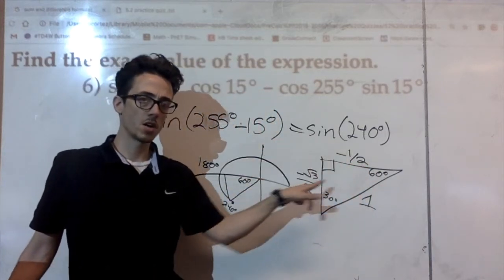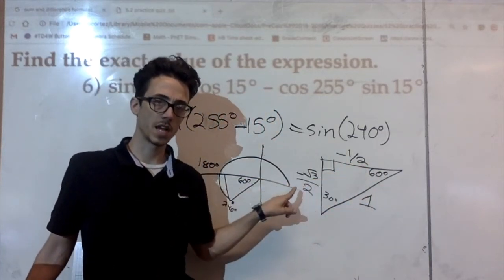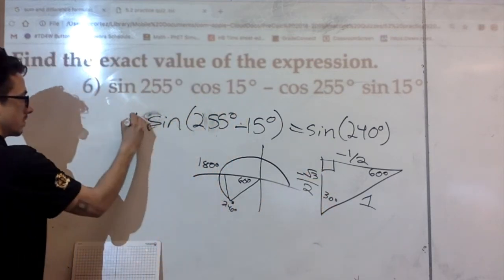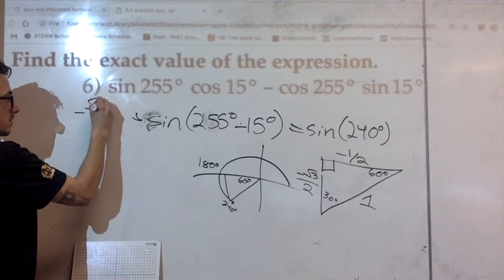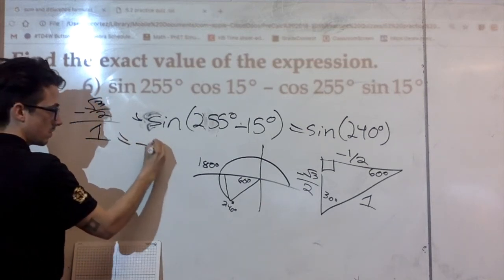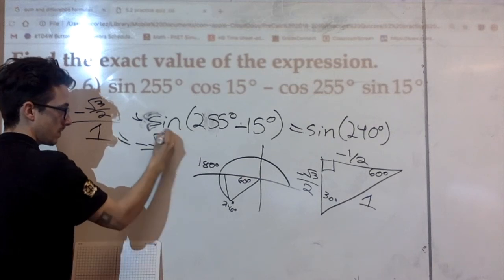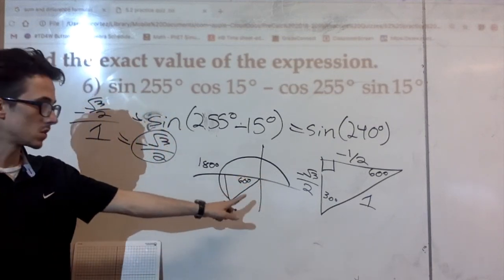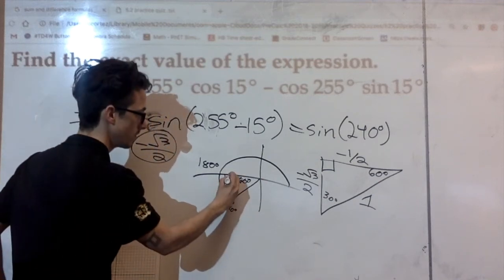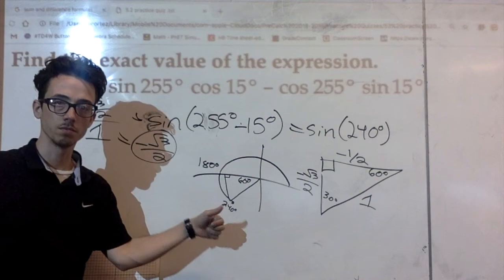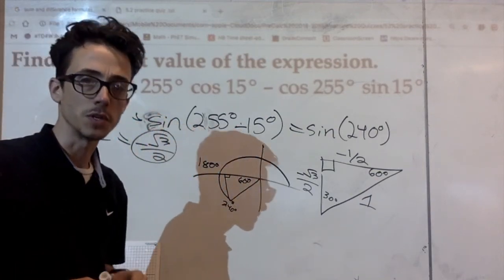Sine in this scenario is going to be the opposite, negative square root of 3 over 2 over 1. So negative square root of 3 over 2 is what you need. Notice I used the unit circle to map this out. I kept going after 180, and then I kept going to 240. That's what you need to do to be successful on this one.